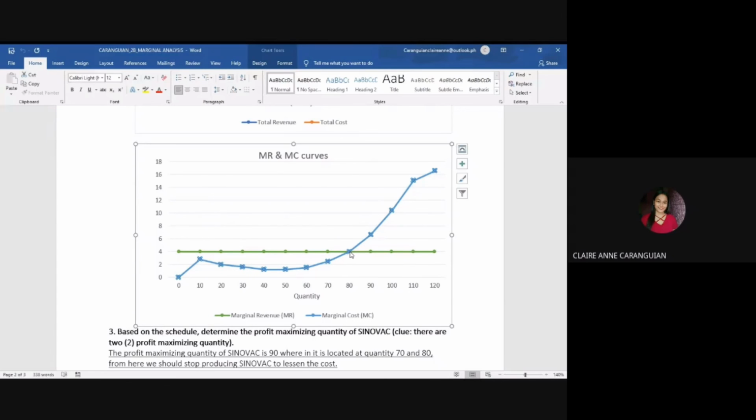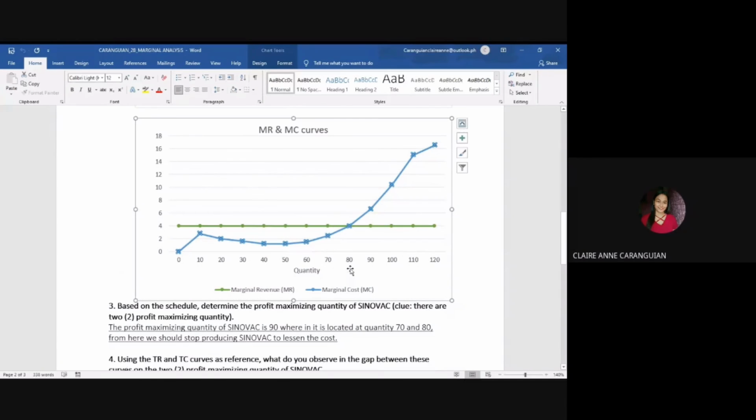So here na kailangan na hindi na madagdagan yung quantity ng Sinovac to lessen the losses. So yun yung understanding ko based on this line graph, right? Kasi kapag mas tumaas na yung marginal cost or the cost rather than the revenue, then losses na yun. Kasi hindi na siya makakabenta or hindi na siya nag-earn.